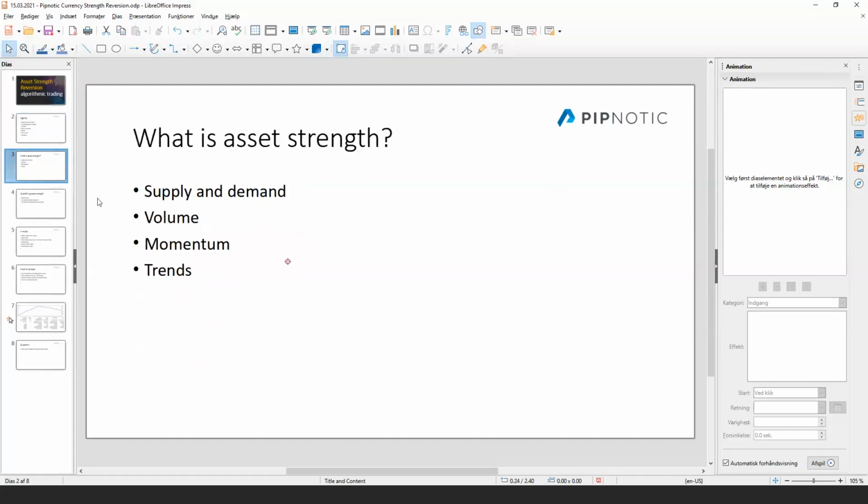Okay, so what is asset strength? Well, if you look at the price of an asset, there are only really two people involved in the market. You have people who are buying and you have people who are selling. Then you have people who have an intention to either buy or sell, and that intention is put into the marketplace in the form of a pending order. This can be a buy limit or a sell limit or a buy or sell stop, whatever. But this is showing some kind of an intent.